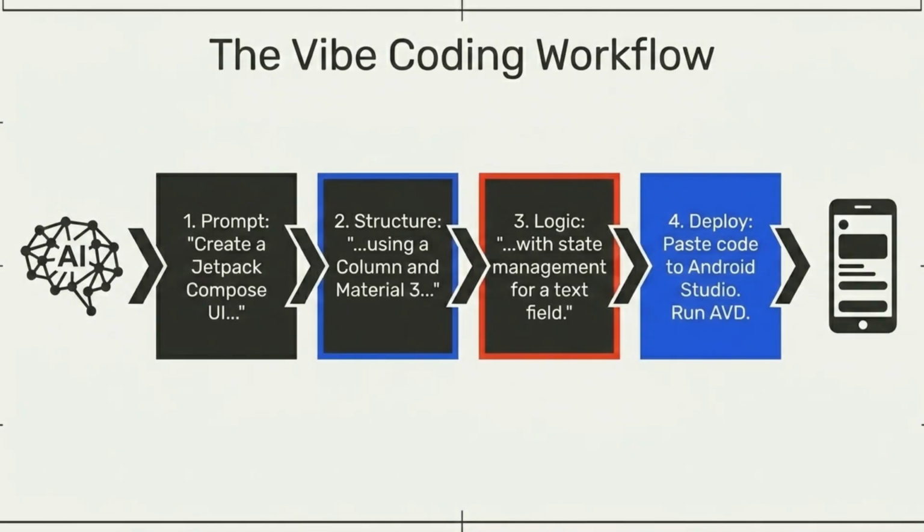The vibe coding workflow involves 4 steps: prompting AI, defining the structure, implementing the logic, and finally, deploying the code to Android Studio and running the AVD.